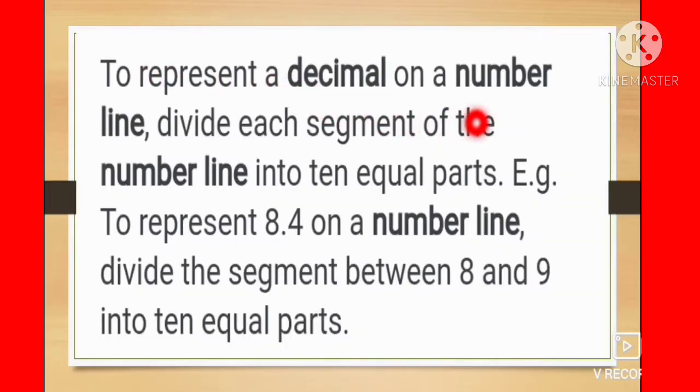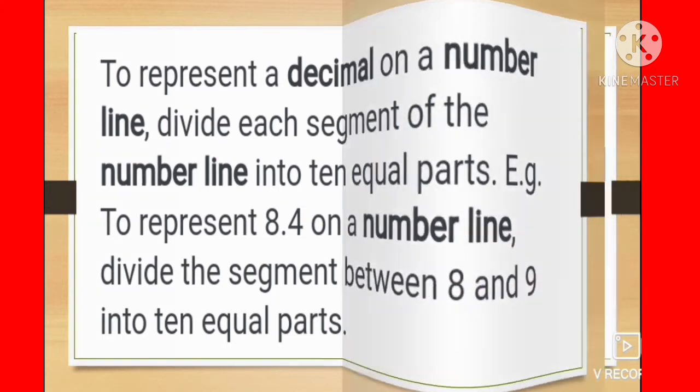To represent a decimal on a number line, divide each segment of the number line into 10 equal parts. Example, to represent 8.4 on a number line, divide the segment between 8 and 9 into 10 equal parts. Then the next line after 8 will be 8.1 and then 8.2, 8.3, 8.4. So we can easily represent the number 8.4 on a number line by dividing each segment between 8 and 9 into 10 equal parts.